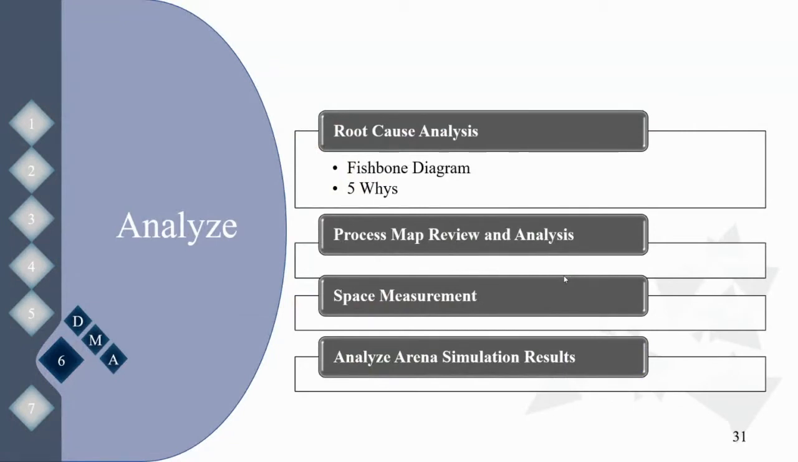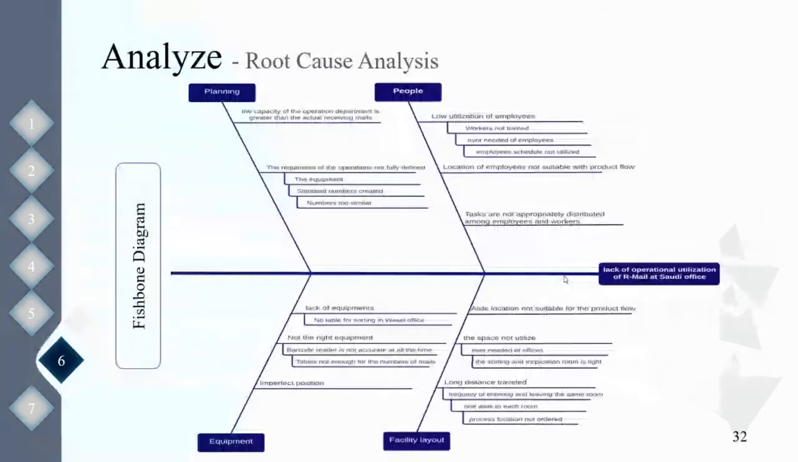In the analyze phase, we analyze the information handled in the define and measure phases. Topics and tools in the analyze phase are root cause analysis, process map review, space measurement, and Arena software results. Here, the fishbone represents the main problem that the operation department faces, which is lack of operational utilization of our mail at Saudi Post office, and that problem is related to planning aspects, equipment, and facility layout.